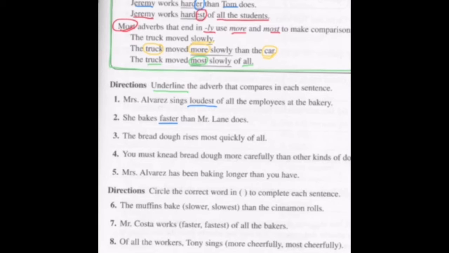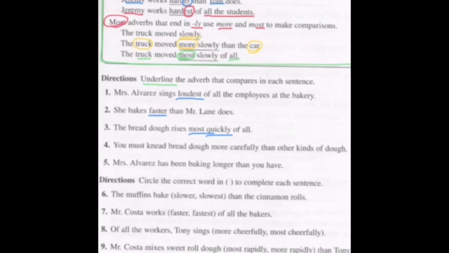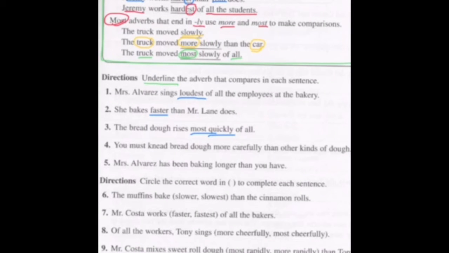The bread dough, number 3, the bread dough rises most quickly of all. Our verb, our action is rises, and what explains rises? Quickly. And how? Most quickly. So you could underline both, but quickly there is our adverb specifically. Number 4, you must knead bread dough more carefully than other kinds of dough. So here we're comparing the bread dough. I'm not going to underline that. Sorry about that. Let me highlight that. We're comparing the bread dough with other kinds of dough. And how are we comparing that? We're comparing it more carefully.